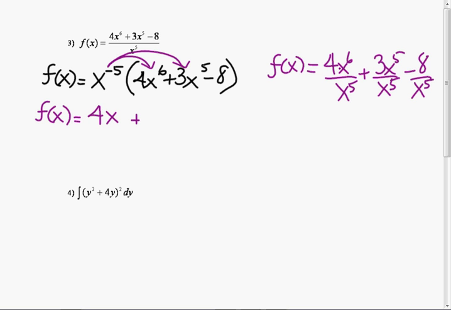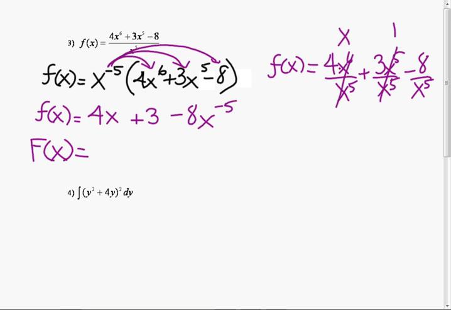Plus 3. And then you add x to the negative 5 plus 5 is 0. I think this is easier, and this just gives you 1. So I'm just going to get that, and then I'm going to get this one, minus 8x to the negative 5th. And then we can find our antiderivative. Is that okay? Yeah, just tell me when it's not. It's not a problem. Sometimes I just forget and just keep moving.